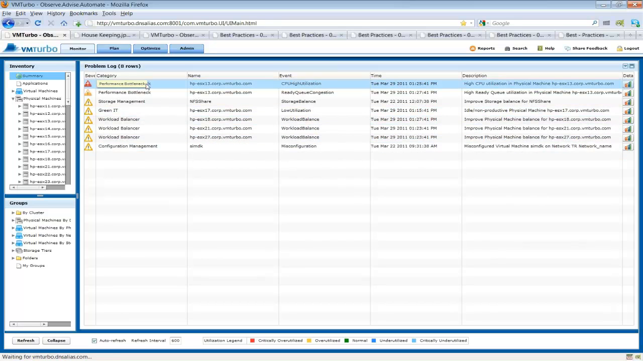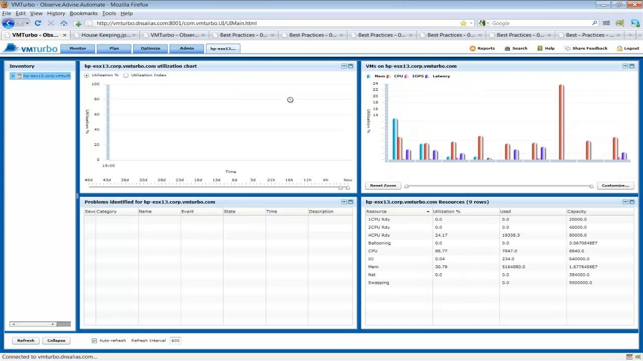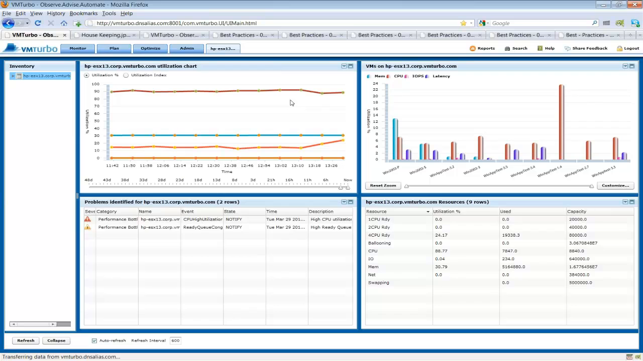And we can take a look at any of these, but before we do so, remember this machine that had a high CPU utilization? One of the tools that sysadmins like is the ability to slice through the data available and say, for this particular physical machine, what are the virtual machines that I'm supporting?